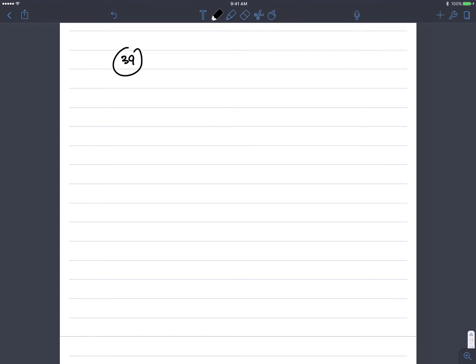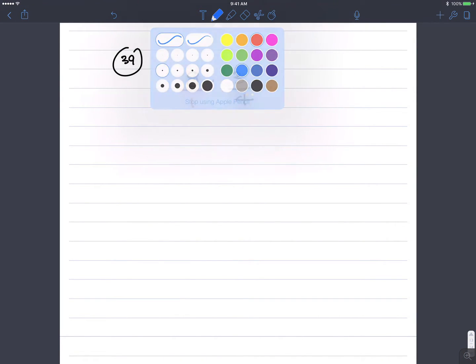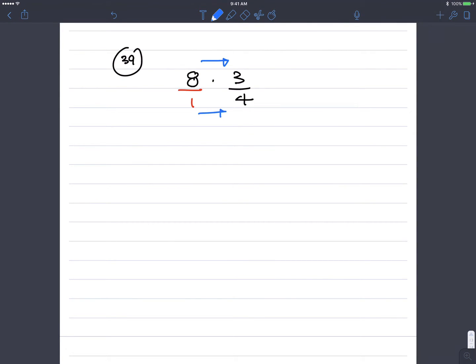$39. The whole number 8 times the fraction 3/4. Yet again, write this as 8 over 1. Multiply fractions horizontally across. So this is 8 times 3 over 4. Now, being consistent with this method here means I'm going to factor my 8 as 2 times 2 times 2. I'll leave my 3 alone because it's prime, and I factor 4 as 2 times 2.